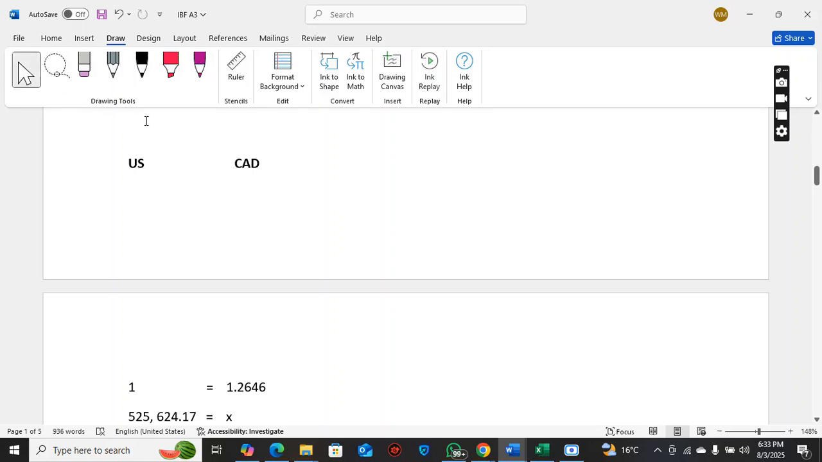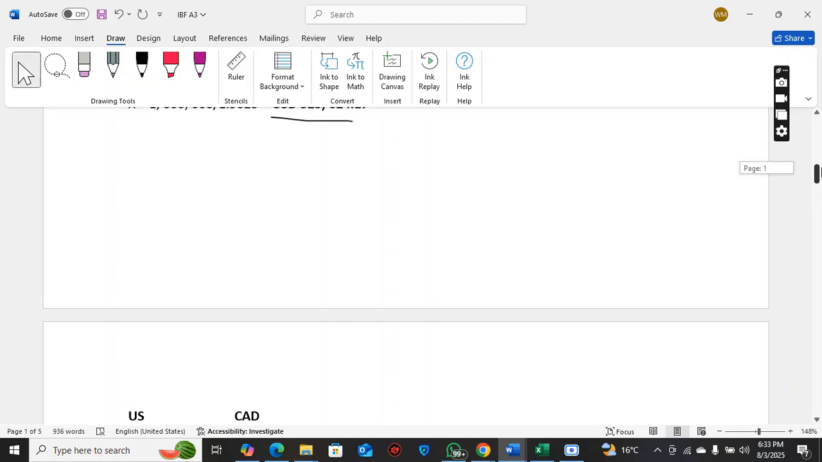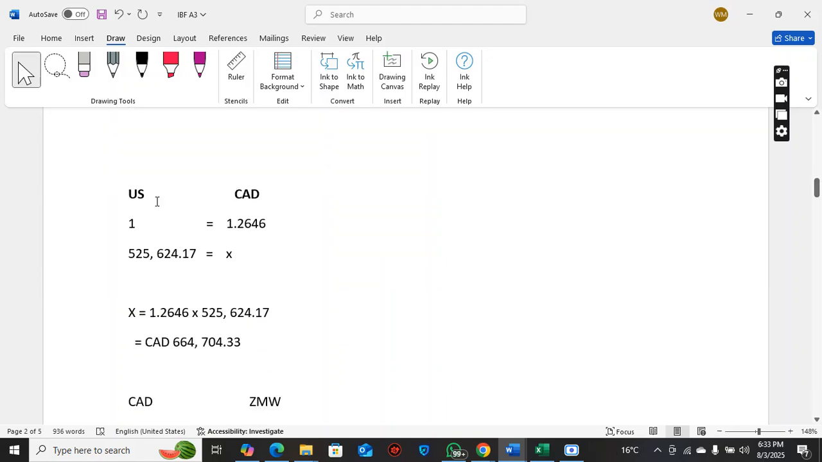Then next we go from US dollars into Canadian dollars. $1 equals 1.2646 Canadian dollars. So 525,624.17 US dollars equals how many Canadian dollars? Again, it's an issue of cross multiplying here. So we multiply 525,624 times 1.2646. We get 664,704.33 Canadian dollars. Last time I remember in our tabulations, someone told me 650 something.